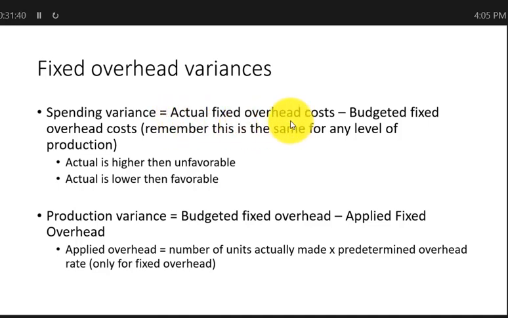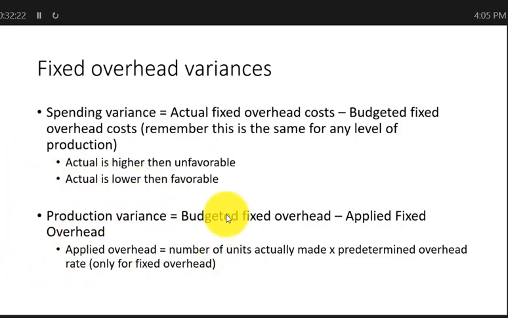Okay? Actual fixed costs compared to our budget. So remember, our budget is not based on volume. It should be pretty much the same regardless of our production. So if we're higher than we were budgeted, then it's unfavorable, and lower than it's favorable. So remember, if we're doing a flexible budget, the fixed costs are the same regardless of what the level of production is, right? So it doesn't really flex like the rest of the budget does.